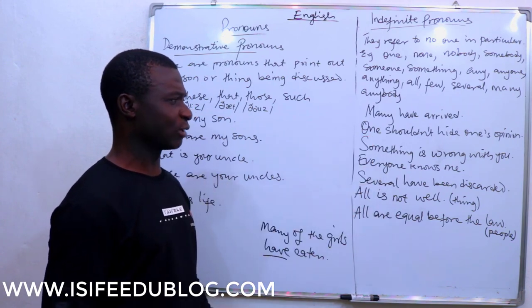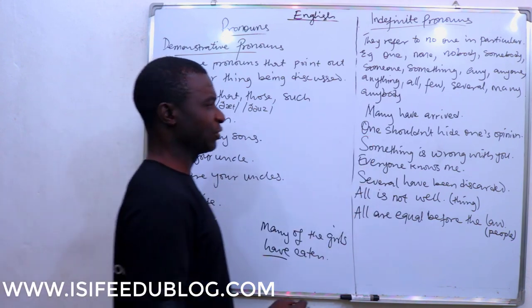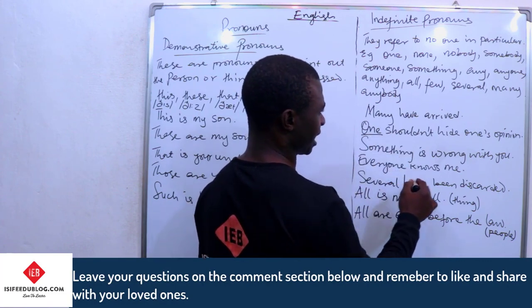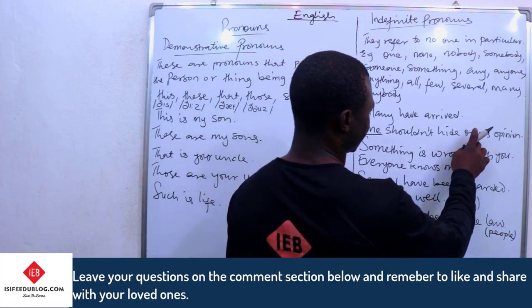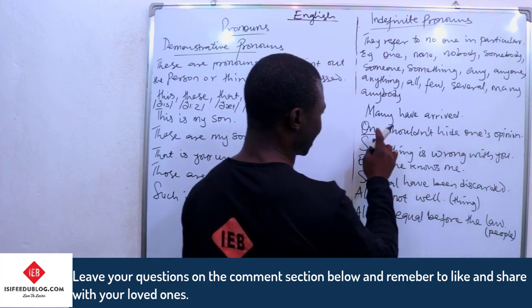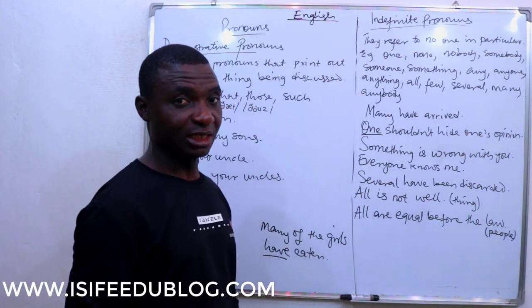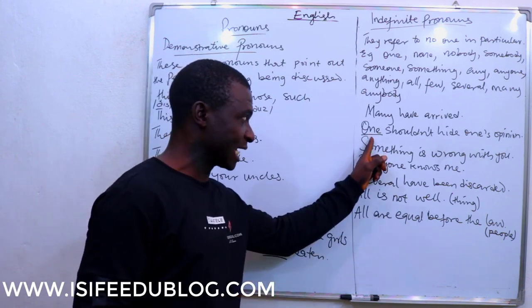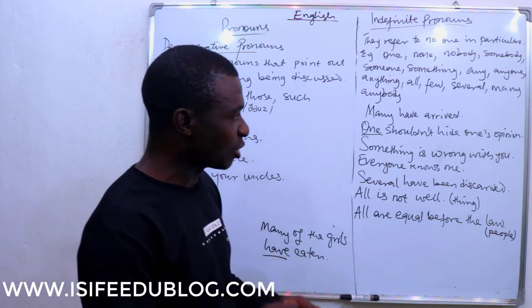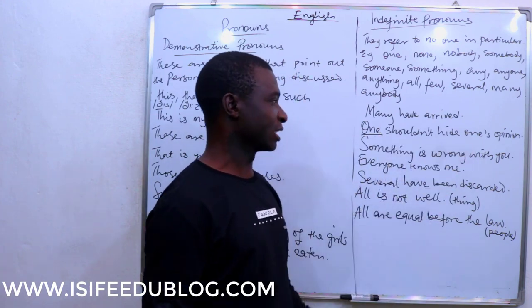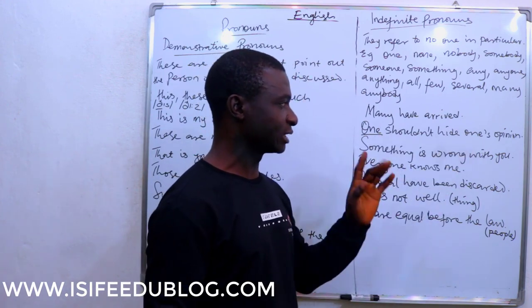One shouldn't hide one's opinion. I use this because, please, when you use one as a subject, it should serve as the antecedent of one. Alright? One has been used as subject here. The pronoun that will work as one will also be one. One shouldn't hide one's opinion.